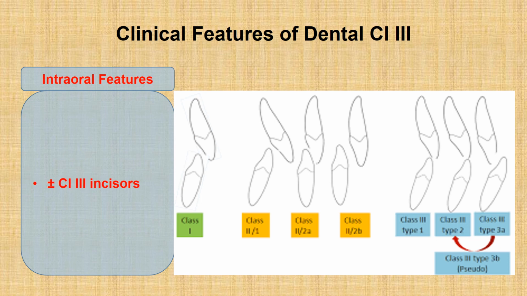Now here the class 3 incisors are divided into 3 types. Class 1 is with a reduced overjet but still positive overjet. Class 2 is where the incisors are edge to edge, and in class 3 there is reverse overjet.